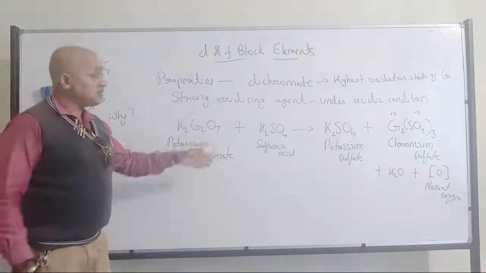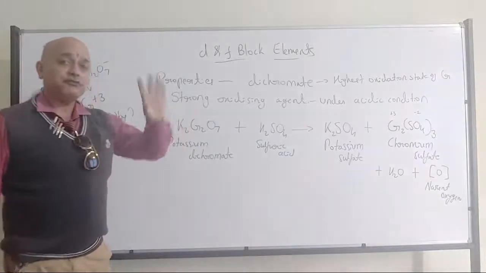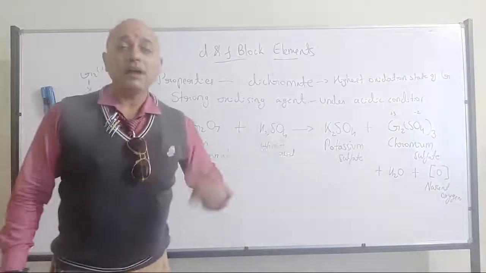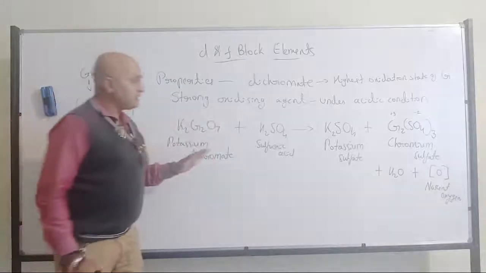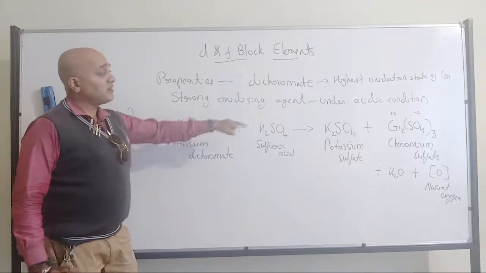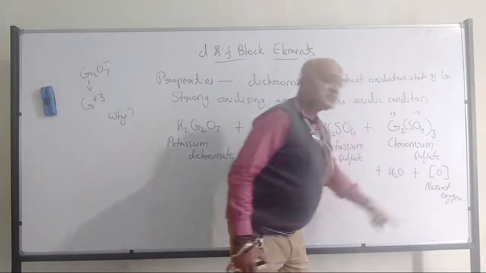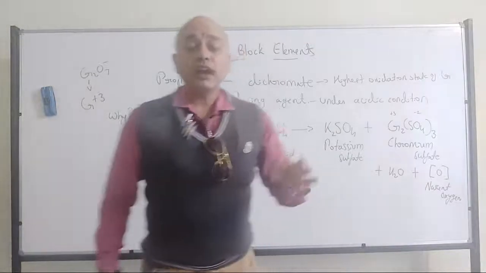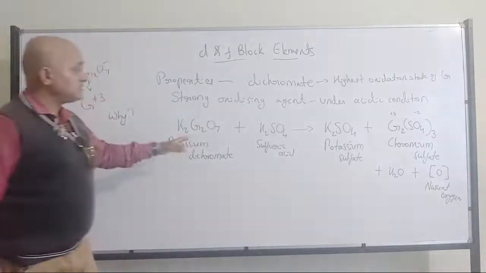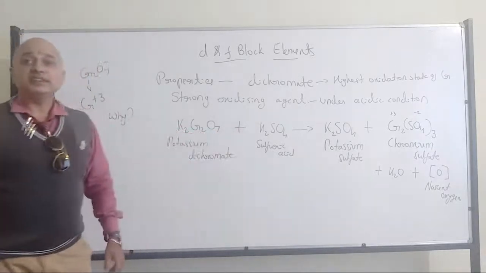So this reaction will be repeated. Only thing here is instead of potassium dichromate, there it will be potassium permanganate. Anyway, we will go to that one later. So that's where we have the reaction. Now based on the reaction we can tell that due to the liberation of nascent oxygen, potassium dichromate will act as a strong oxidizing agent under acidic condition.